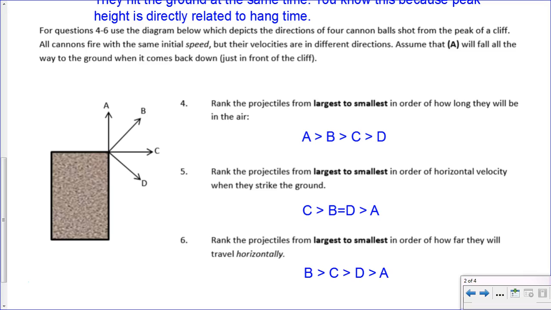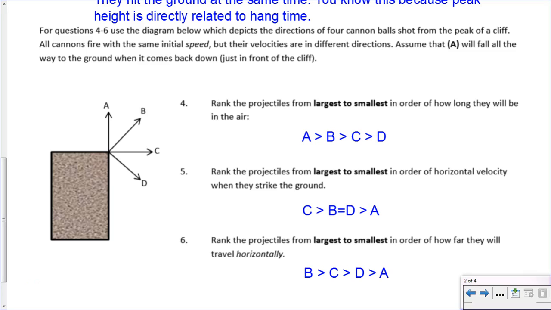For question 5, it says rank the projectiles from largest to smallest in order of horizontal velocity when they strike the ground. Okay, so to answer this question, you have to remember that horizontal velocity is constant. So their horizontal velocity when they strike the ground is going to be the same thing as their horizontal velocity when they were first launched. If you look at the different arrows here, C is the one that has the most horizontal velocity because it's pointed directly horizontally. B and D then have the second most, they're tied, and then A has the least because A actually has no horizontal velocity.